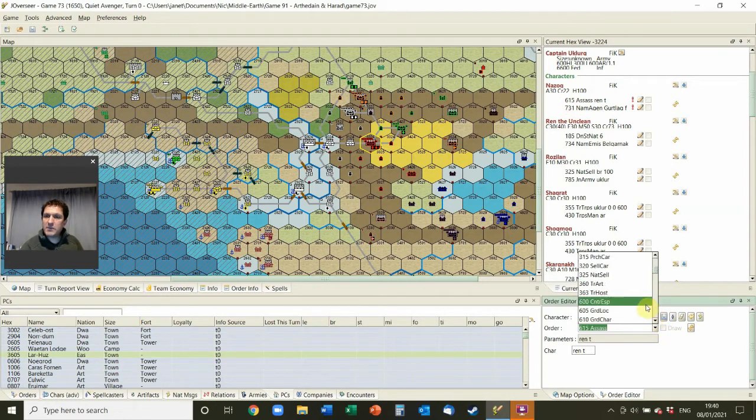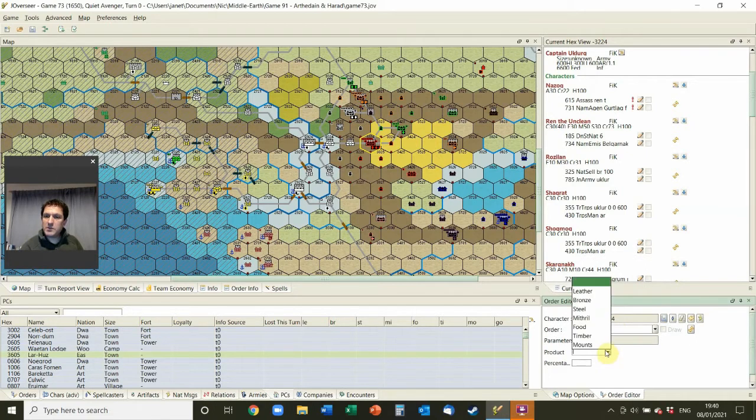Right, I'm going to change that back now because I don't want to be trying to assassinate my boss who is a Nazgul. That would be a bad thing. So I'll just put that back. So instead, National Sell, Selling Leather, percentage 100. Just to show you another character down, Ren the Unclean.